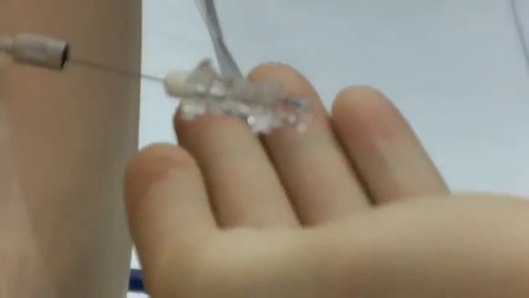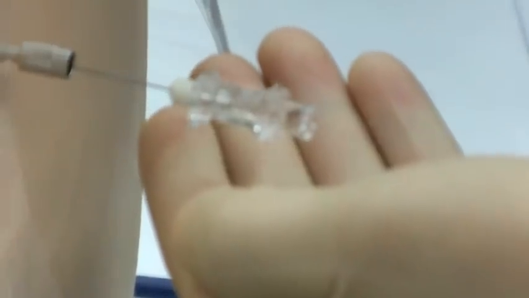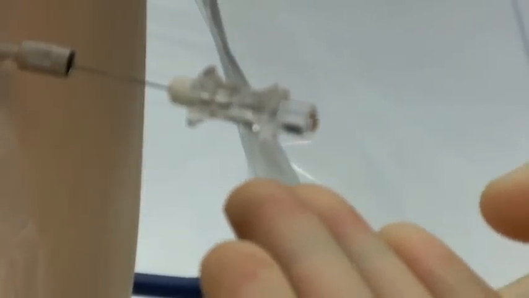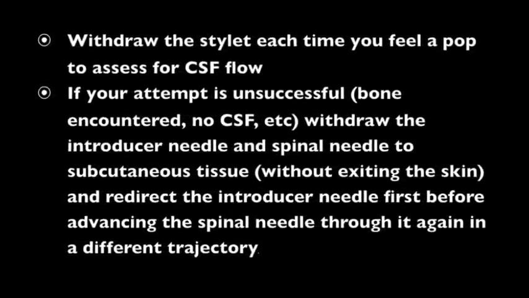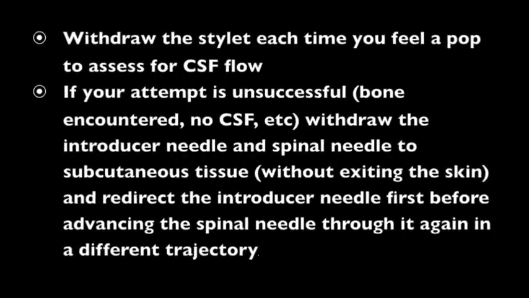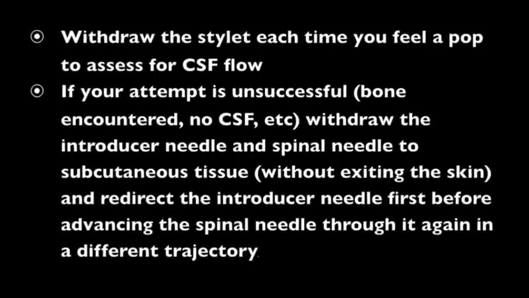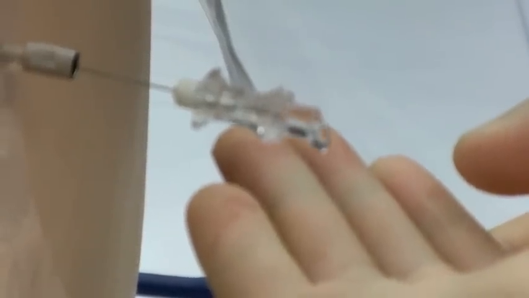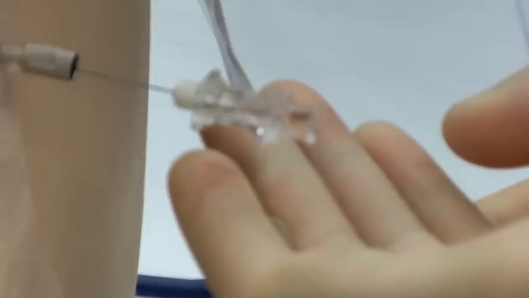If attempt is unsuccessful, like bone encounter, no CSF flow, we withdraw the introducer needle and the spinal needle to the subcutaneous tissues without exiting the skin and redirect the introducer needle. After you inject your anesthetic, you should remove the spinal needle and introducer needle at once.